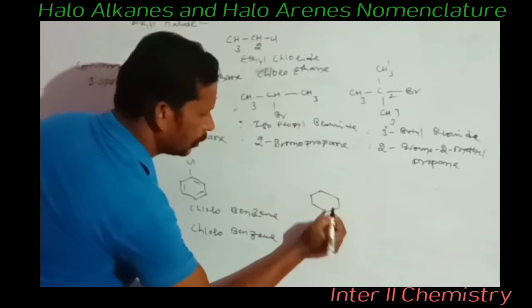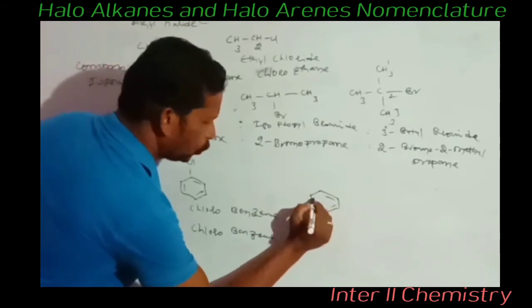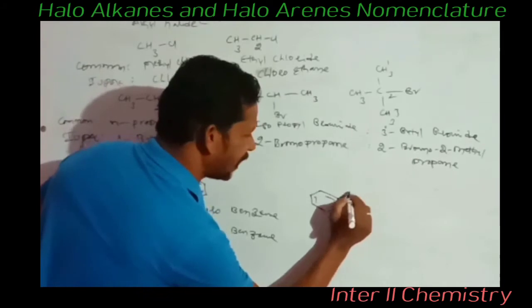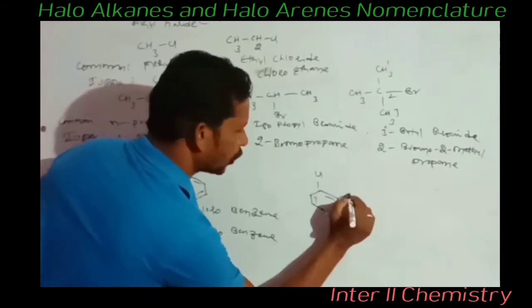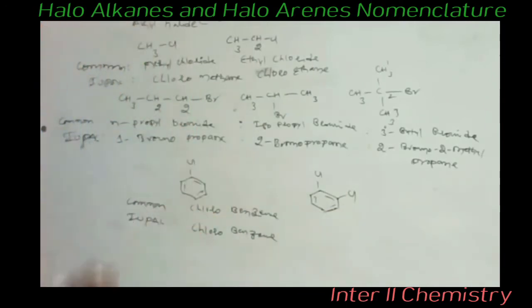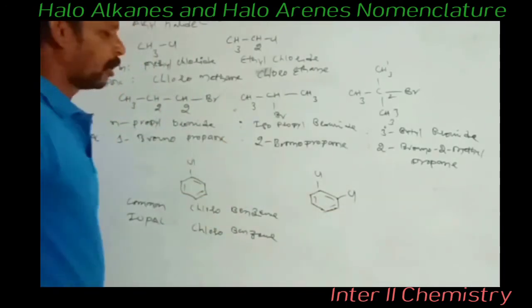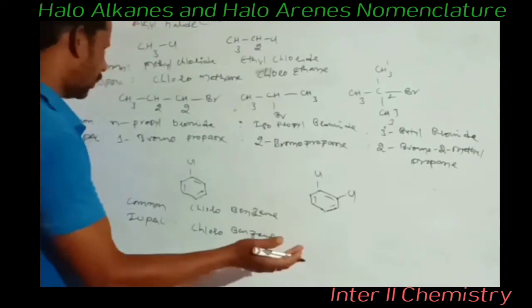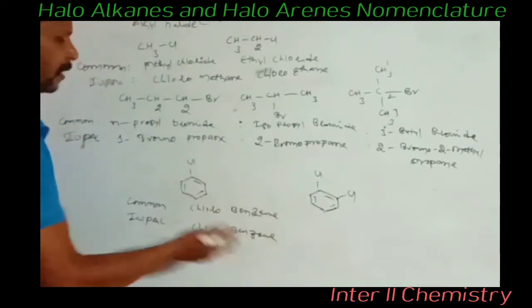Suppose two halogen atoms are there, for example chlorine and chlorine. What will be the name of this compound? Two halogen atoms are there, which means it is a dihalogen compound. The common method and the IUPAC method differ from each other to some extent.